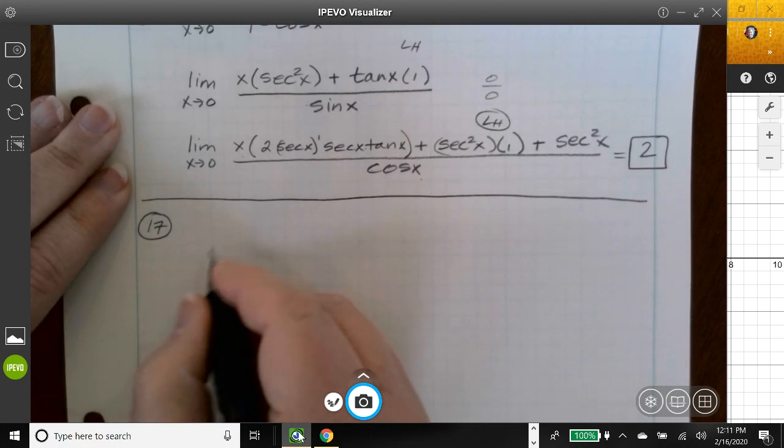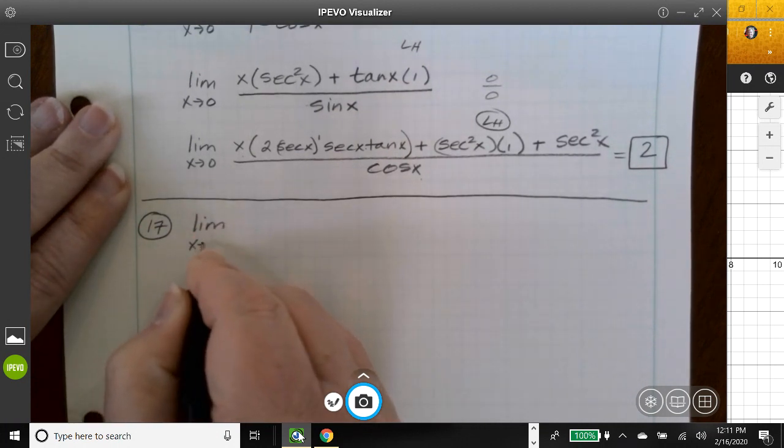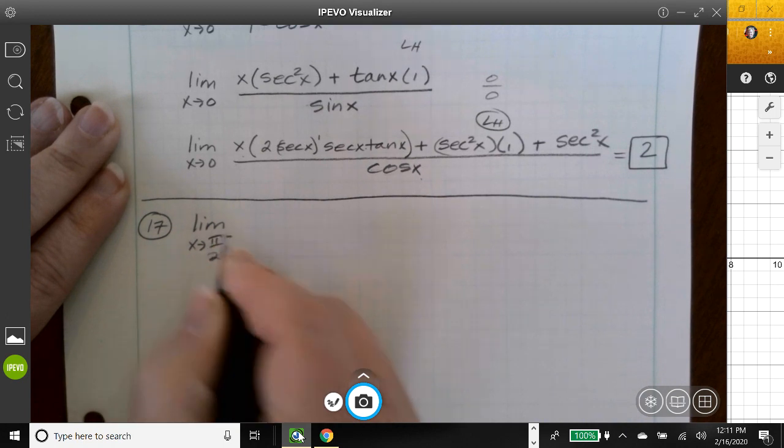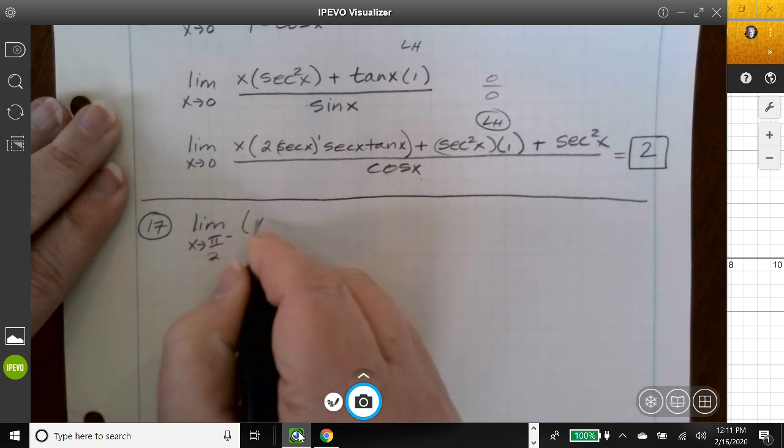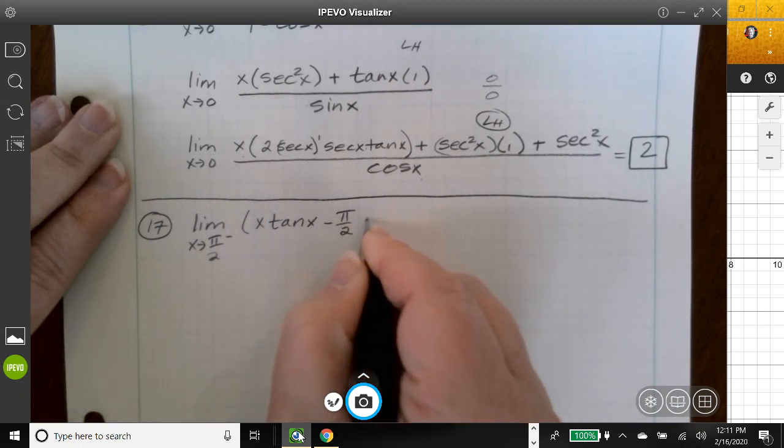Number 17. Actually, this is going to have 18 of them. So sorry, one more after this. The limit as x approaches pi over 2 from the left side of x tangent x minus pi over 2 times the secant of x.